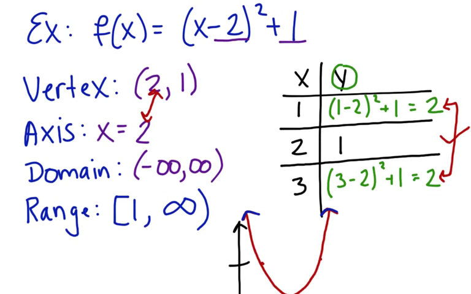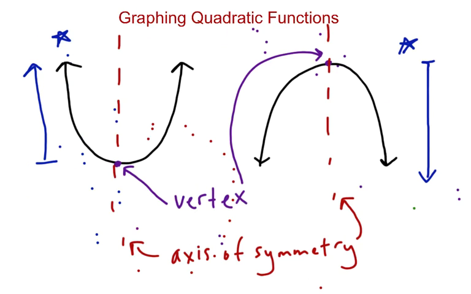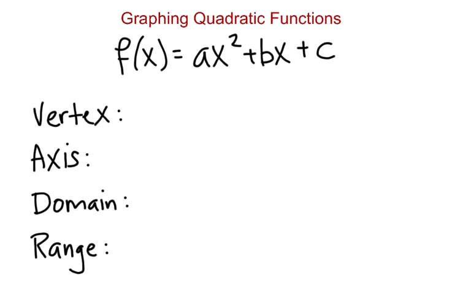So vertex, easy to pick off. Axis comes from the vertex. Domain is always negative infinity to infinity. Range is related still to the vertex, the y value of the vertex, and then whether that graph was facing up or down. So that's an example from section 6. Let's jump over though and look at an example now from section 7.